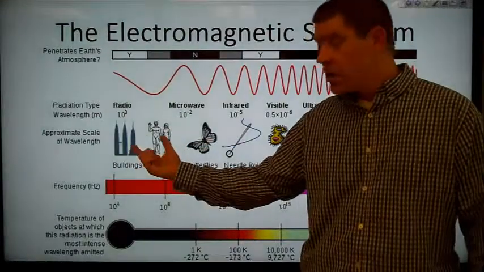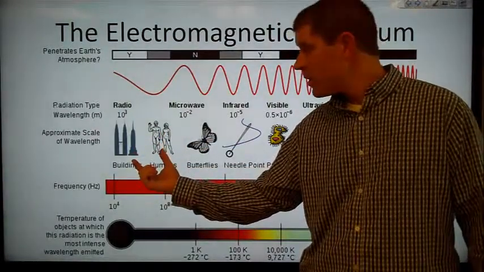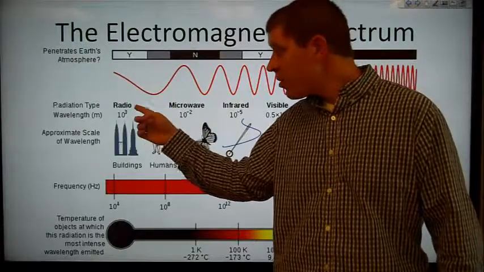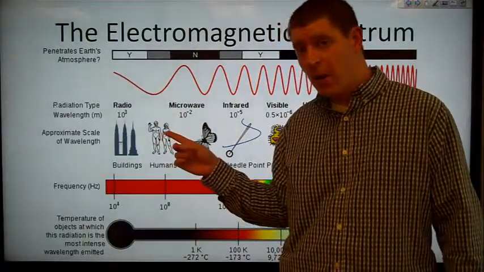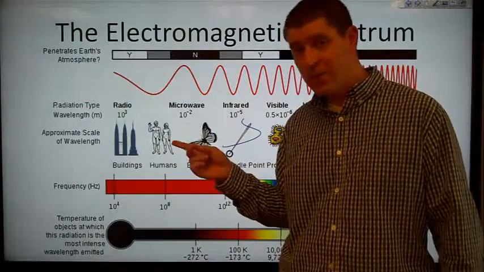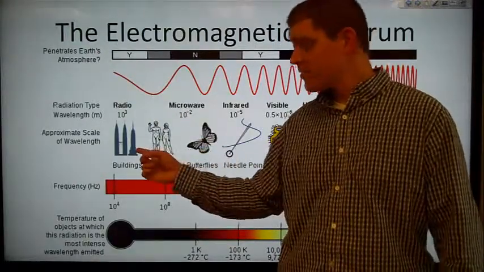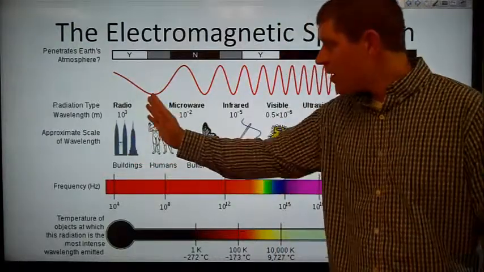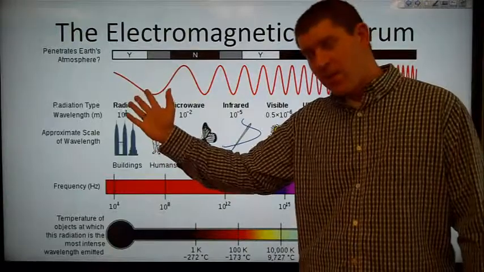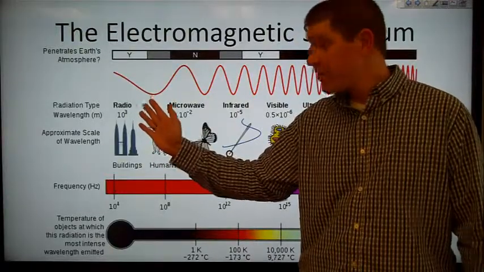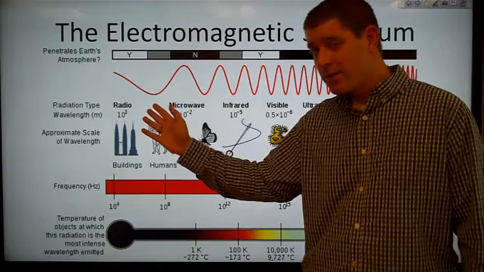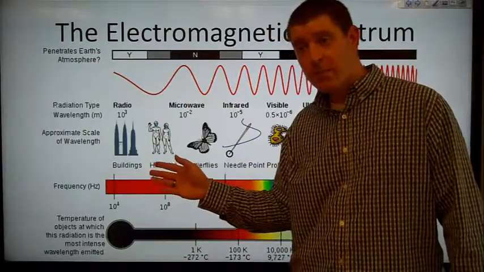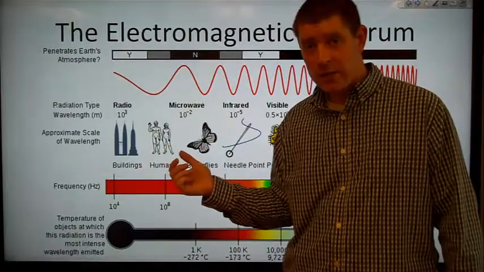But I also want to show the scale of these waves. So for something like a radio wave, that's 10 to the 3 meters long. Now 10 to the 3, that's 1,000 meters. That's like a kilometer. That's roughly the size of a tall building. Right? Now, we don't have buildings a kilometer tall, but maybe we'll get there. But certainly, the height of a building is about the same length as a radio wave.